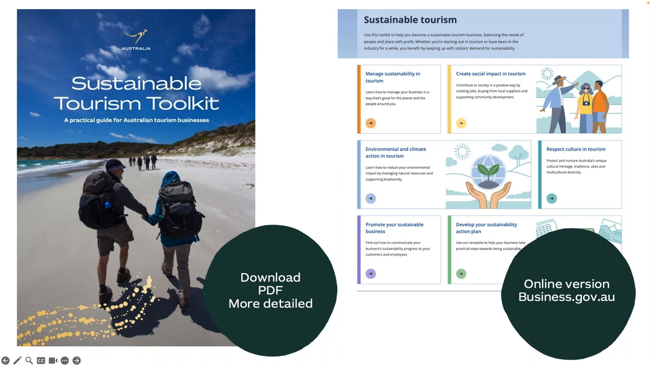So let's have a look at the toolkit. What is the toolkit? There are a few options to utilize it. There is a PDF version, a more detailed document, which is really useful. There's also an online version, which helps you find and discover various other resources relating to the toolkit. We encourage downloading the PDF of the Sustainable Tourism Toolkit. It is the why, the what, and the how. It's a detailed version, and then there's a shorter online bite-sized version.